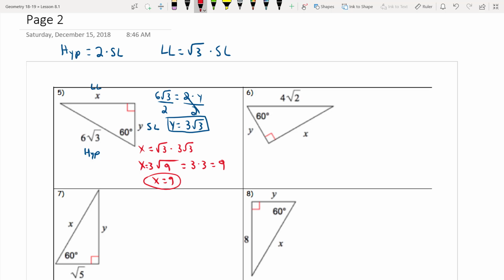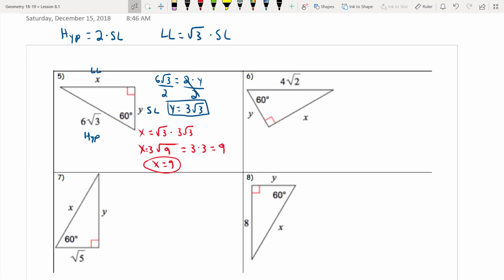Looking at the second example here, and then I'll let you guys try the other two. They gave us 4 radical 2, and that is my hypotenuse. We're going to label first. I've got my short leg, I've got my long leg. So once again, my hypotenuse, 4 radical 2, is equal to 2 times my short leg, which is y. We're going from bigger to smaller, so I'm going to divide, and I have 2 radical 2 for y.